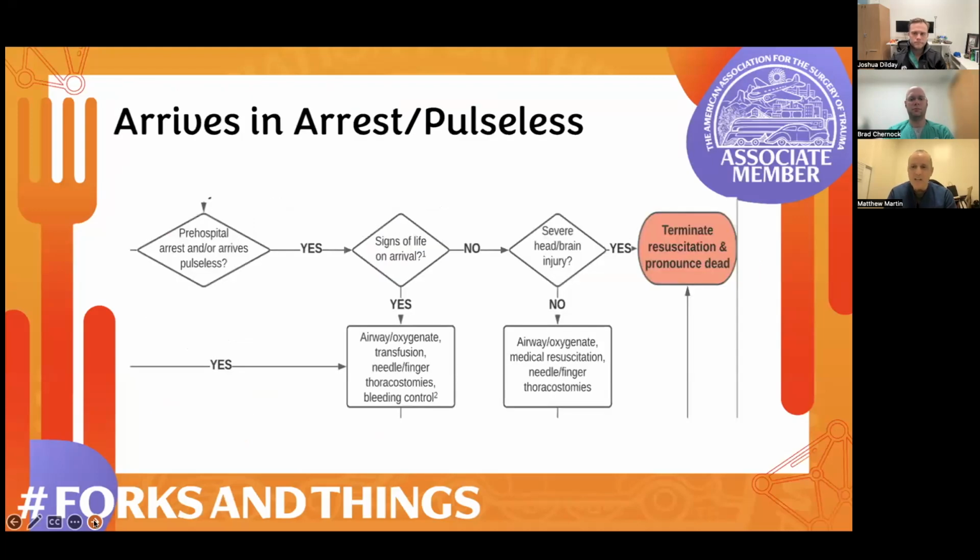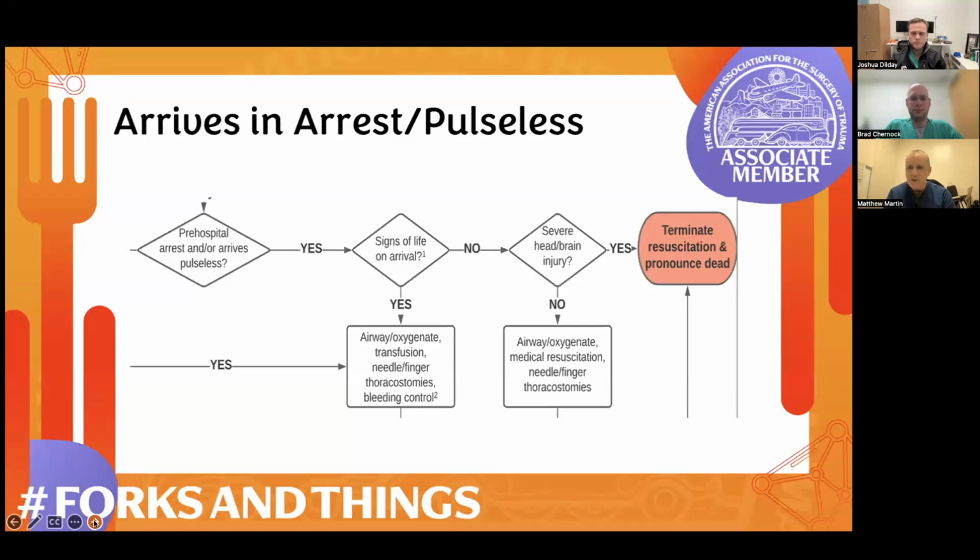So this is now the other side of the algorithm. This is for the patient who did arrest in the field and/or arrives pulseless. The first branch point here is whether they have any of those signs of life on arrival. And if they do not have signs of life on arrival, this is where our algorithm really, I think, differs from the adult algorithms, as they treat blunt and penetrating differently.